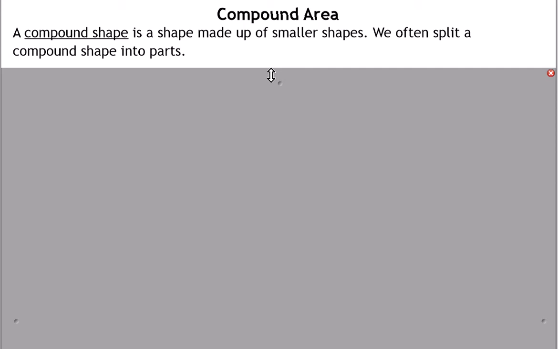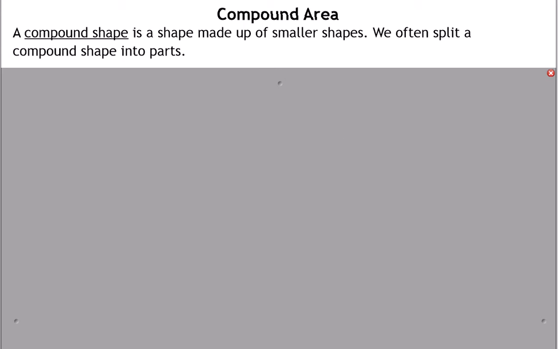So a compound shape is a shape that is made up of smaller shapes. Okay, they can be quite complicated, and so what we do is we split them up into their smaller parts, and those smaller parts are often easier shapes to work with. Okay, so this needs to go in your book. A compound shape is a shape made up of smaller shapes, and we often split a compound shape into parts.